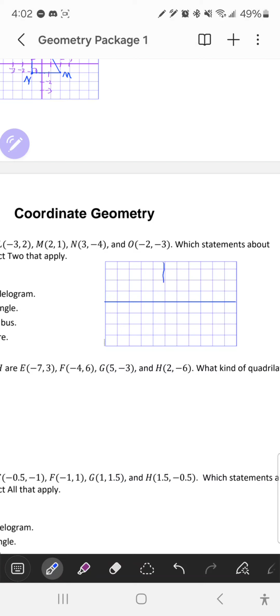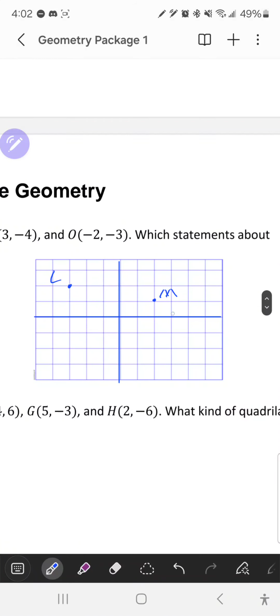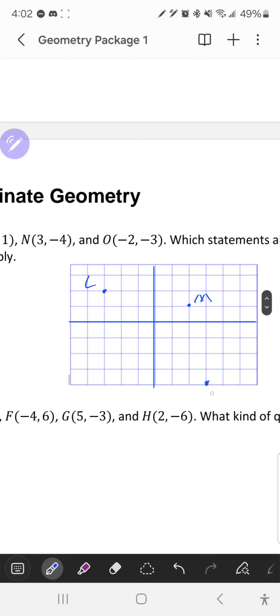So -3 comma 2 is going to be here. This is L. 2 comma 1, and 3 comma -4, so 3, -4. This is N. And now -2 comma -3. This is O. Now our quadrilateral looks something like this.